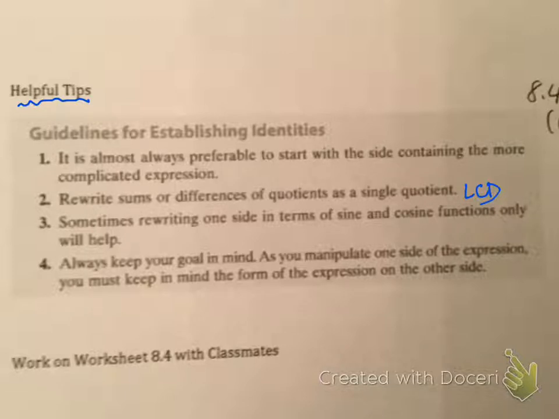3. Sometimes rewriting one side in terms of sines and cosines only will help. Usually when you see tangent or cotangent or secant, go ahead and rewrite everything in terms of sines and cosines. 4. Always keep your goal in mind. As you manipulate one side of the expression, look at the right-hand side of the expression. I gave you an example where I did one and it wasn't working out because I wasn't getting close to what the right-hand side of the expression was. If that happens, stop and then try a different technique and see if that doesn't do the trick.